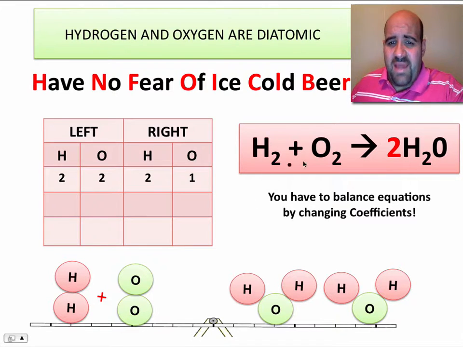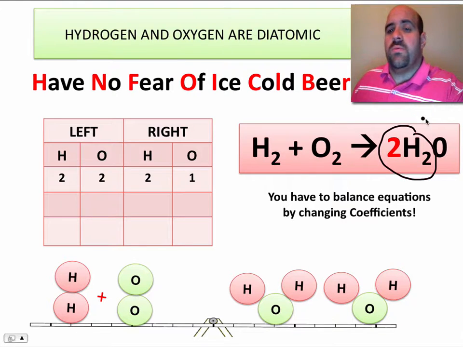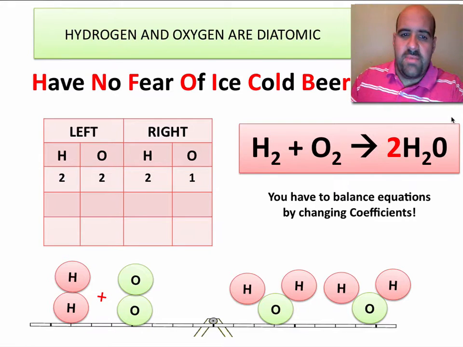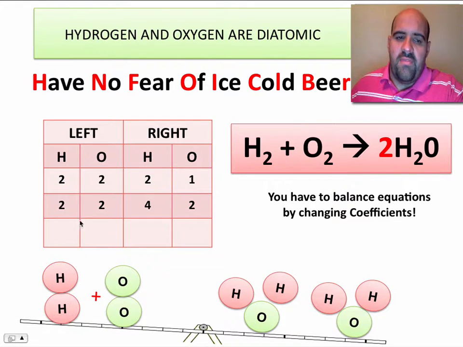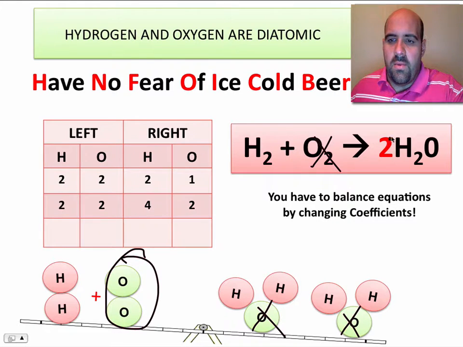So let's count atoms again. We didn't do anything to the left side, so the left side is going to stay the same. How many hydrogen do we have on the right side now? Well, now we're going to have 4 hydrogen, and we're going to have 2 oxygen because this 2 applies to everything. So if we were to count atoms, this is what we would end up with. And of course, looking down here, now our oxygen is balanced. 2 oxygen, with the 2 applying to the oxygen.